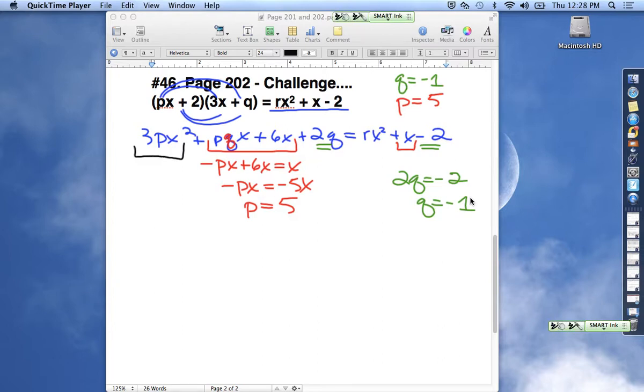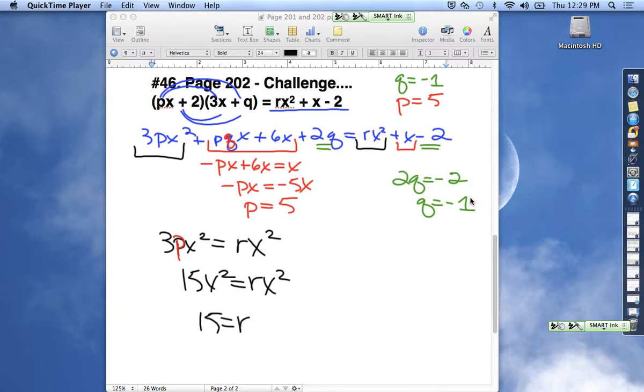to the quadratic term, matching up with rx squared in the product polynomial. I now have the quadratic term 3px squared, setting that equal to rx squared. I know that p is 5, so I'm going to replace the p in this expression with the number 5. 3 times 5 is 15, so 15x squared equals rx squared, therefore 15 equals r.